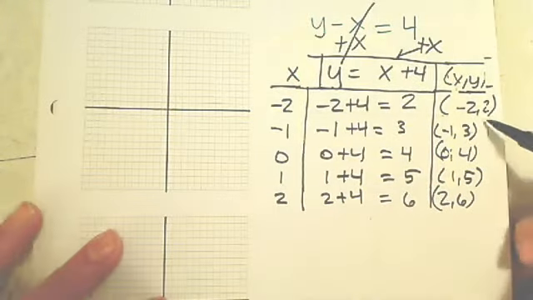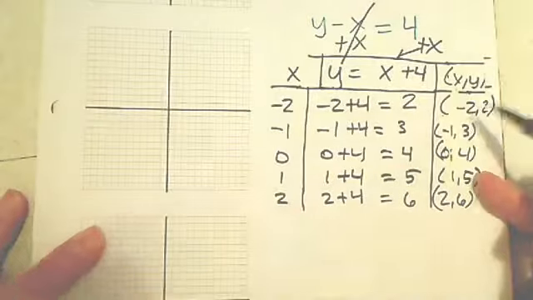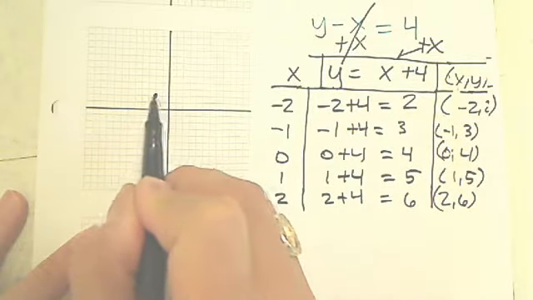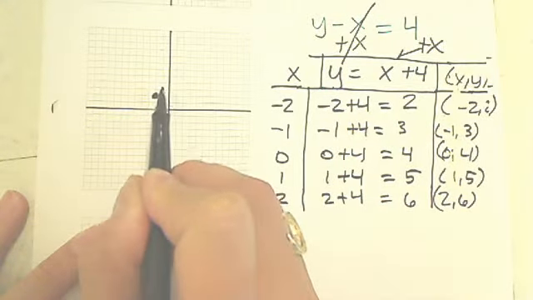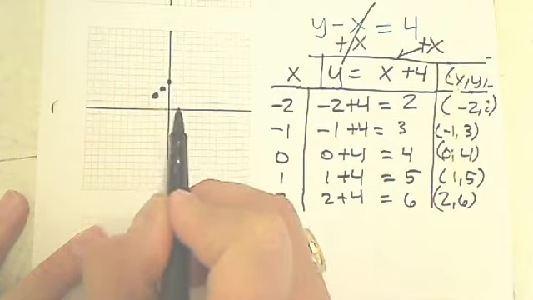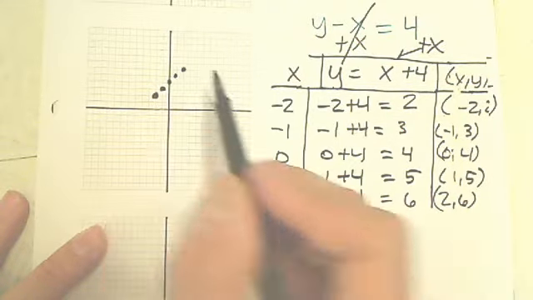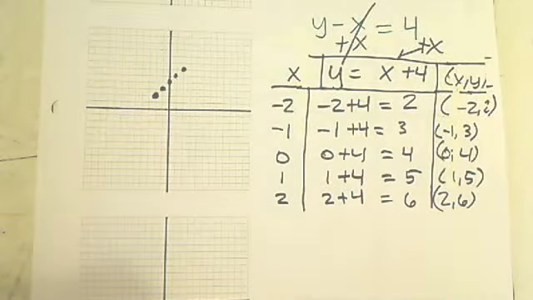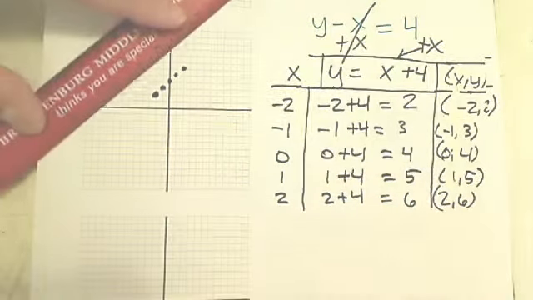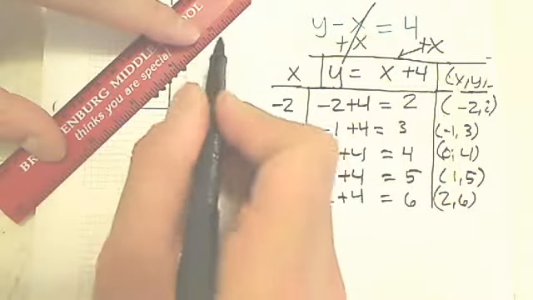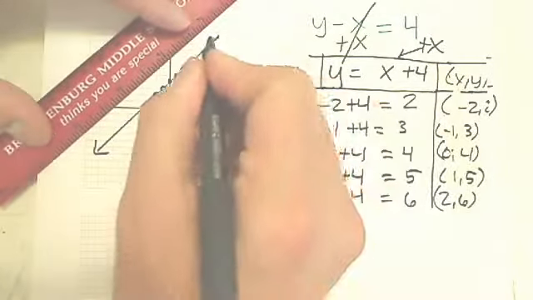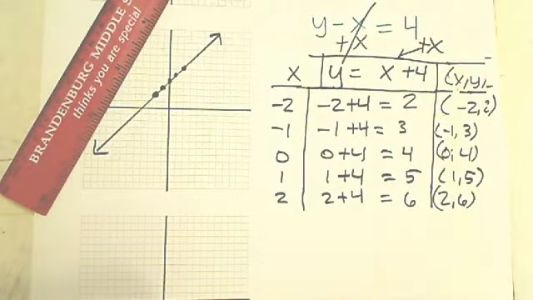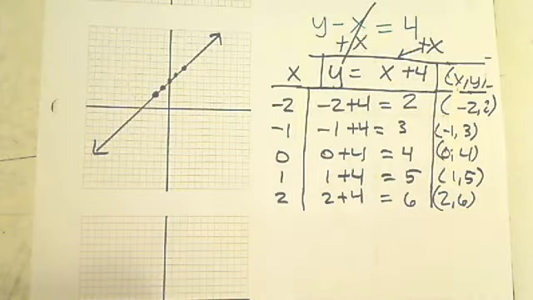Now we're going to plot these points on the graph. Do a good job, please. -2, 2. -1, 3. 0, 4. 1, 5. 2, 6. If you cannot use a ruler, you did the line wrong. If your dots are everywhere, it is wrong. So then, straight line across both axes. Make sure you use both axes. Make sure it's neat and nice.